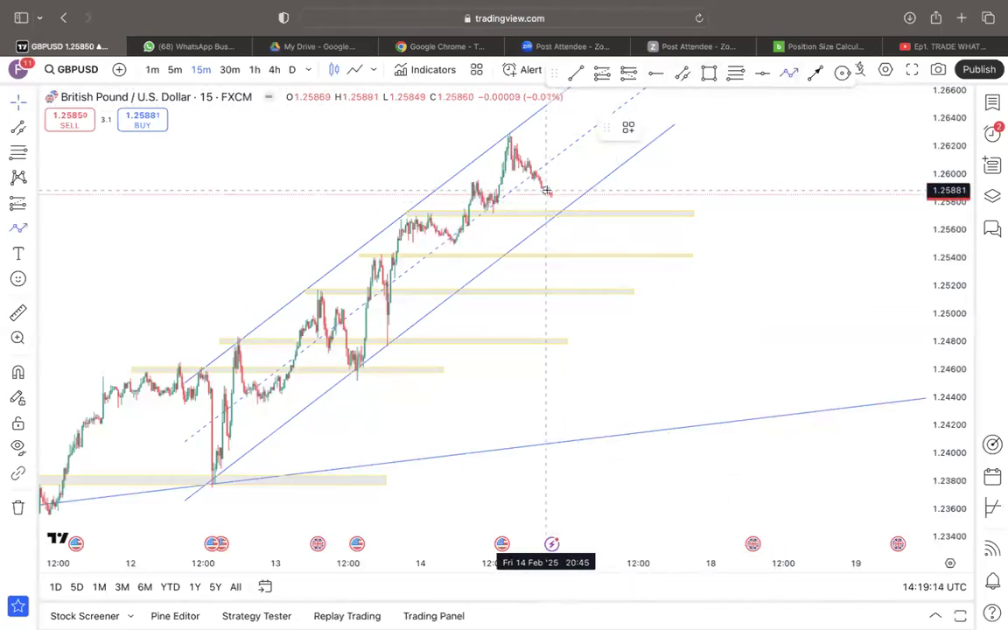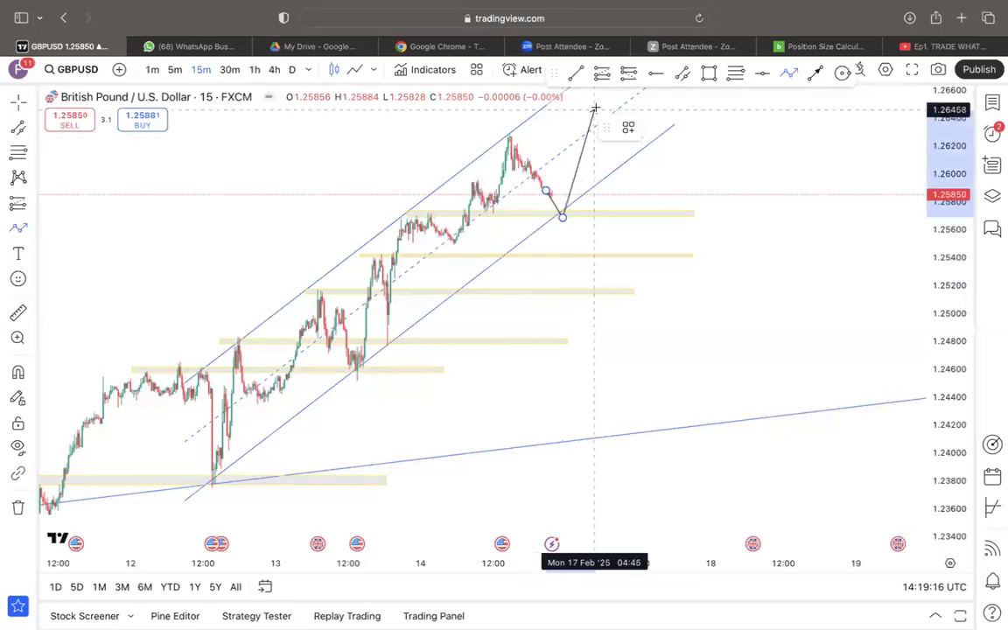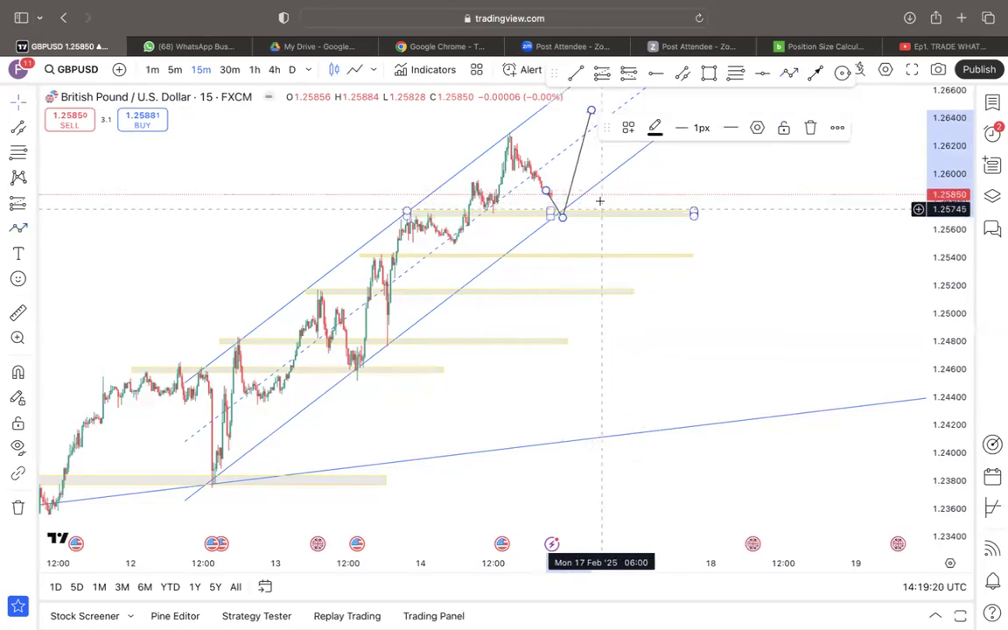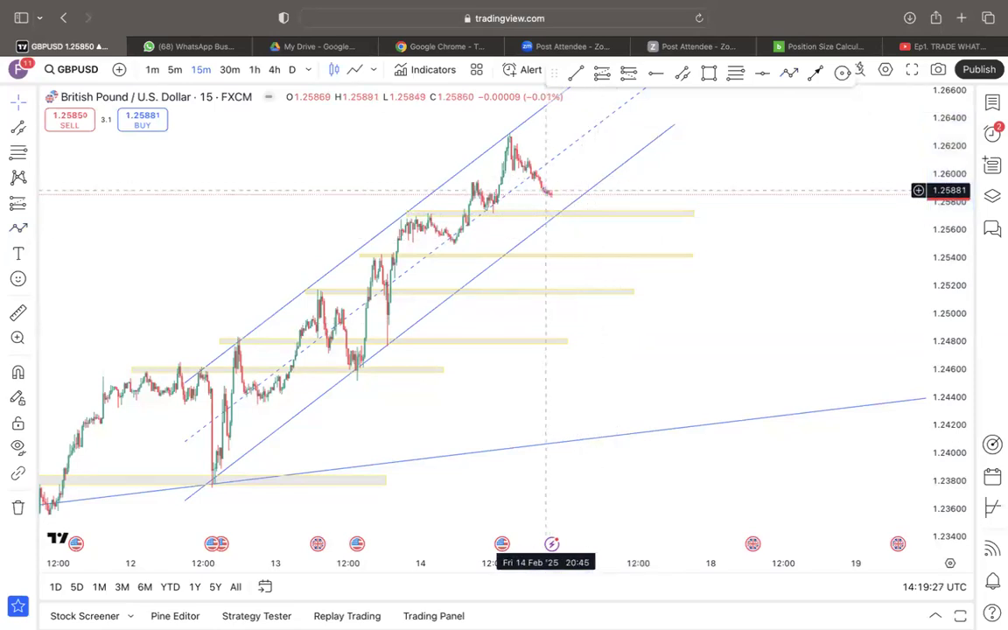Maybe we expect price to come to this area, then price should pull up. That would be the expectation. Come to this area, then price pulls up. So that's what we see on 15 minutes.